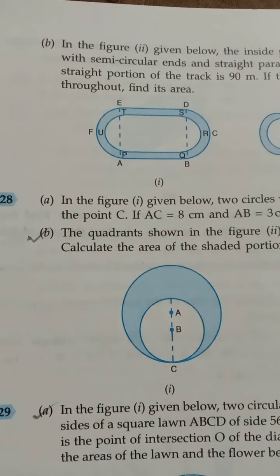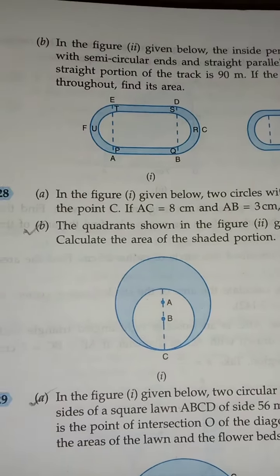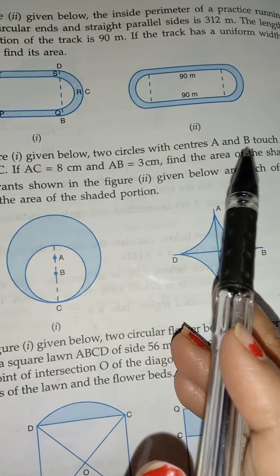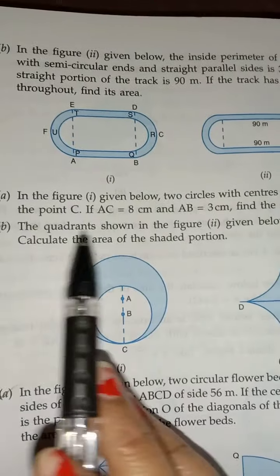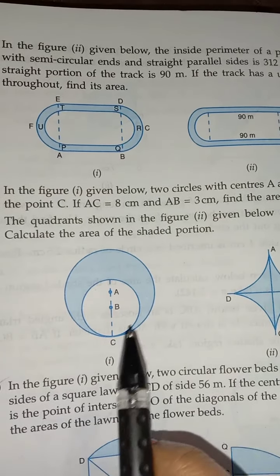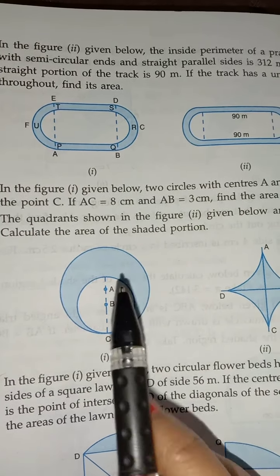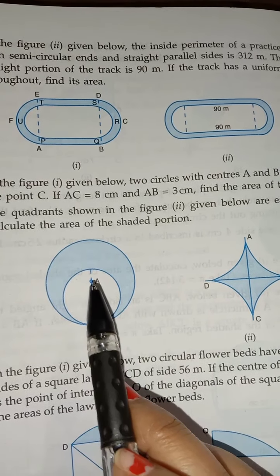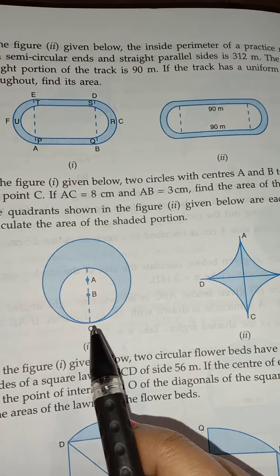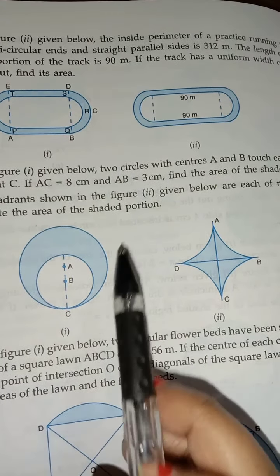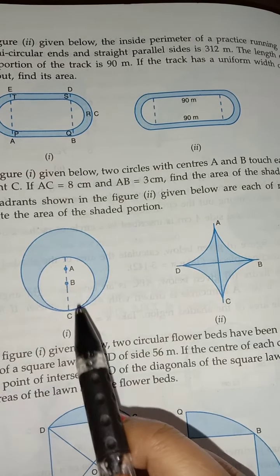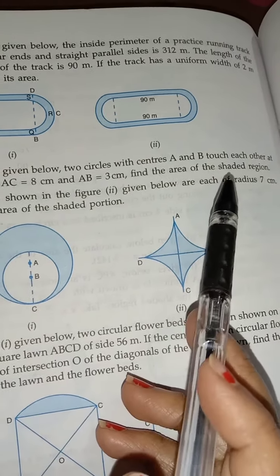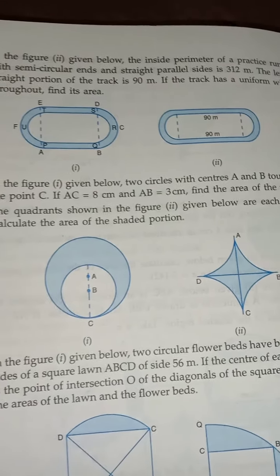Now the next question is question number 28a. In the figure given below, two circles with centers A and B touch each other at the point C. We can see the two circles here, touching each other at the point C. If AC is equal to 8 centimeter and AB is equal to 3 centimeter, find the area of the shaded region.